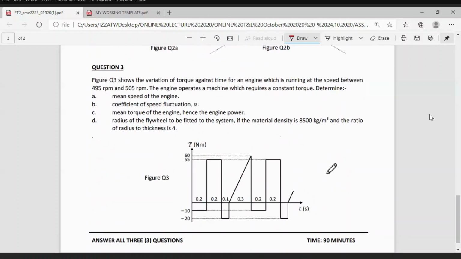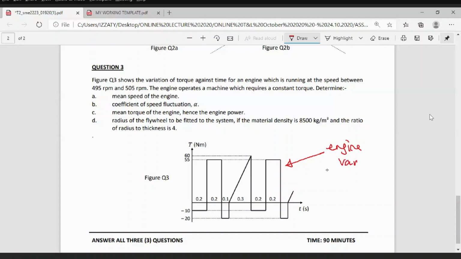This one, because most of the students were asking about this one. I don't know why. I think this one is not very difficult. Look at here. So you have the variation of torque, the variation of torque for an engine. So is this from the engine or from the resistance? The graph given, it is the engine. It is coming from the engine.